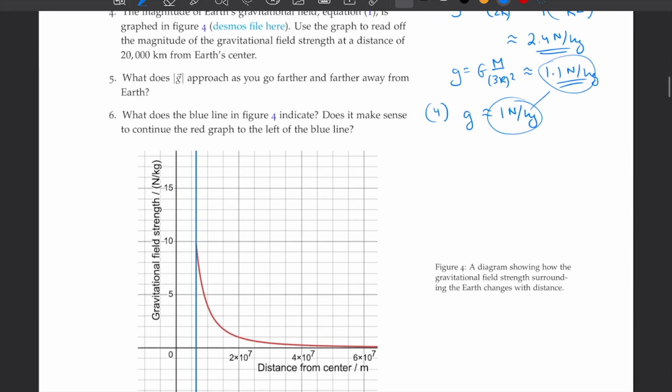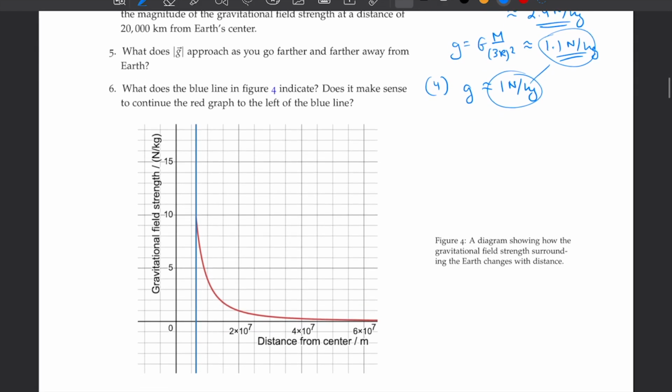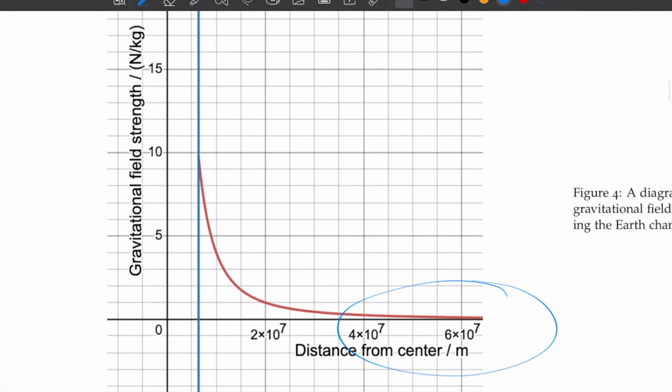What does G approach as you go farther and farther away? Well, obviously it approaches 0, as you can see. That's obvious to everyone, I hope. What does the blue line indicate? What do you think it indicates? Can you see the value of G at that blue line is around 10 newtons per kg? Yes, you're right. It is the radius of the Earth. We're at the surface of the Earth at the blue line.